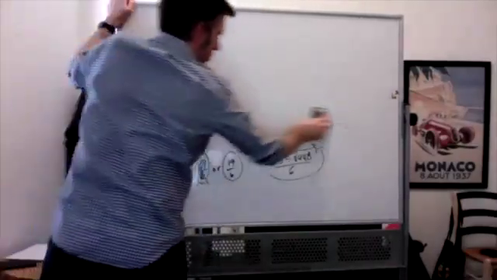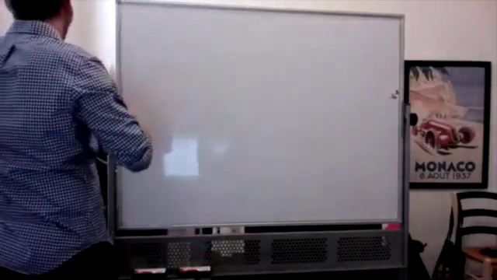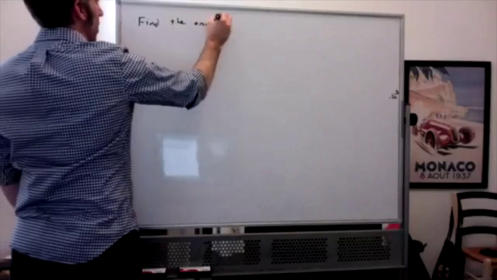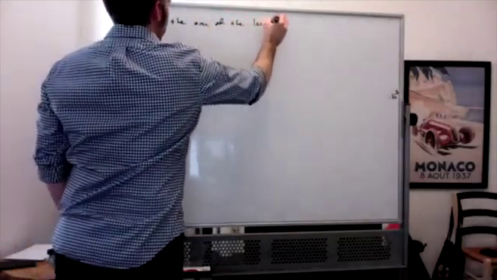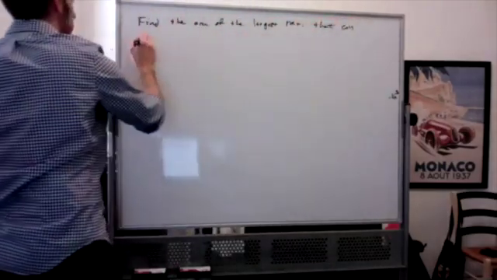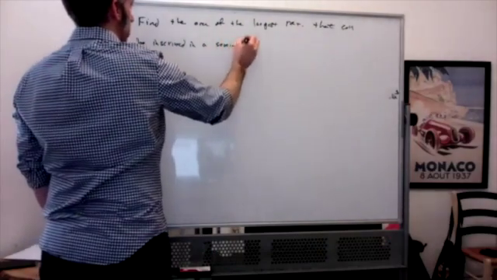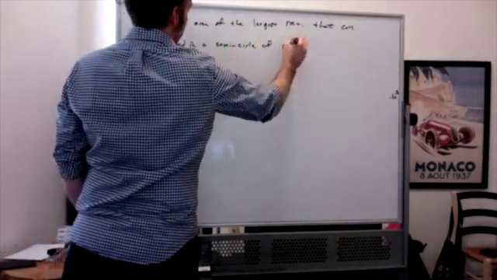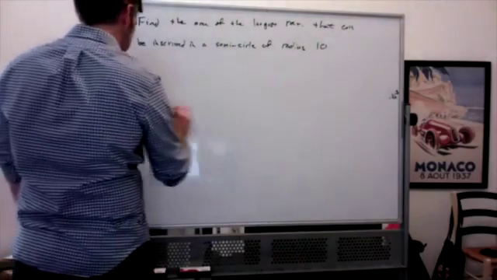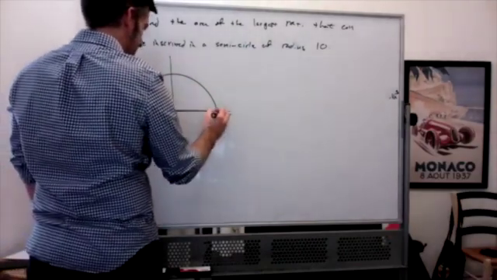One more. Similar but different problem. Find the area of the largest rectangle that can be inscribed in a semicircle of radius, let's go 10. So let's draw a picture. So here's our semicircle. Radius is 10.